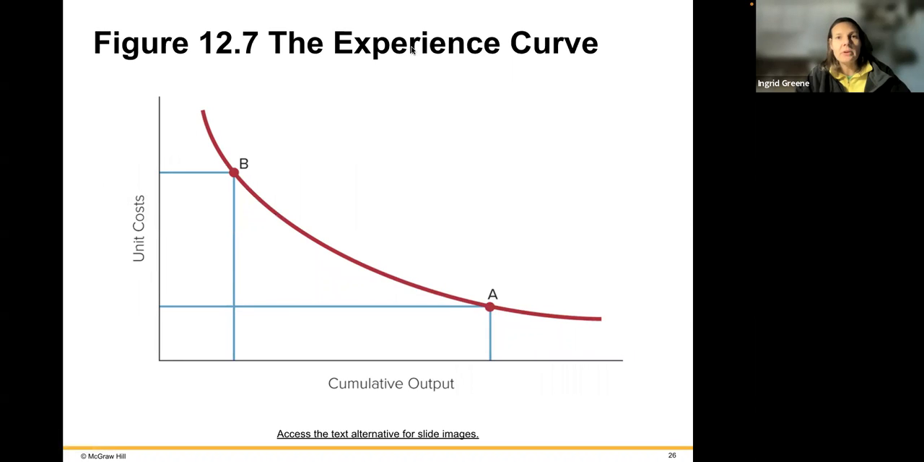And so this is what that experience curve looks like, right? As the unit costs go up, the output initially will be low, but as we move forward, the unit cost drops quite significantly and our output continues to increase.